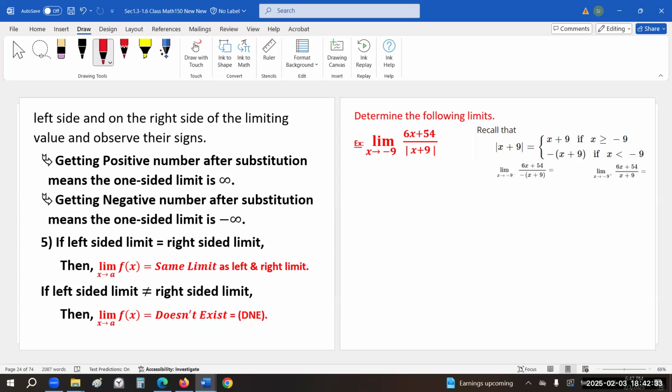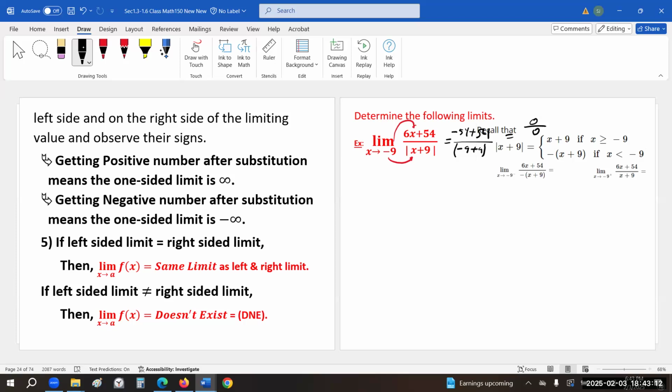So in order to find the exact limit, you can substitute first. When you substitute this, you see what we're going to get. We get 6 times -9, which is -54, and we have +54. On the bottom, we have -9 plus 9. So that gives us 0/0. Oh man, I picked a bad one. This is actually an example of 0/0.